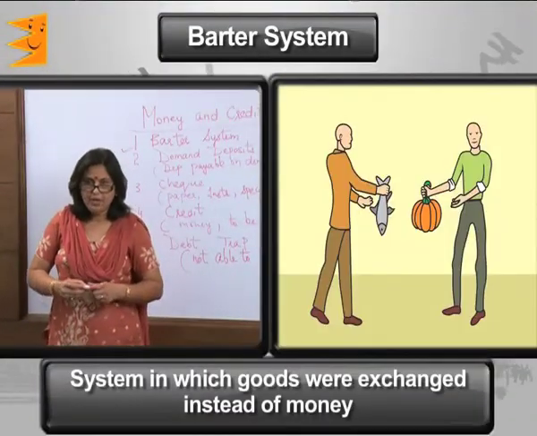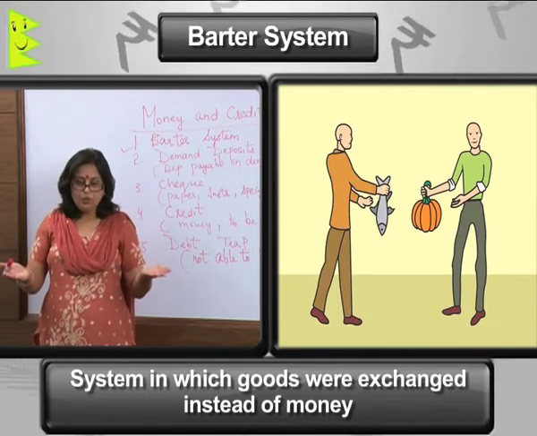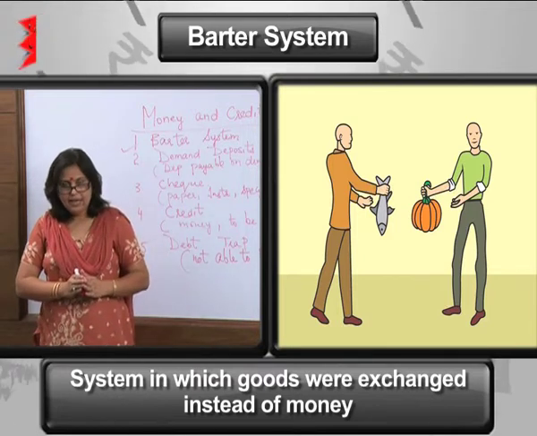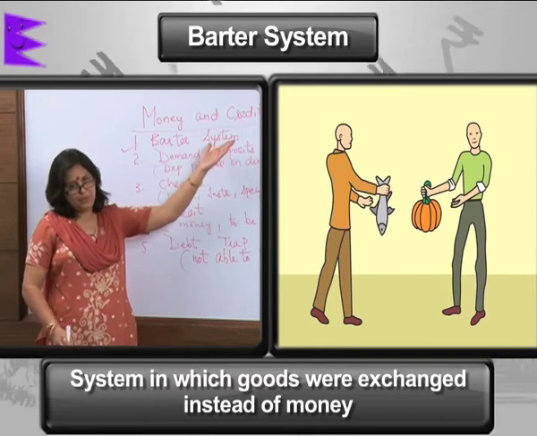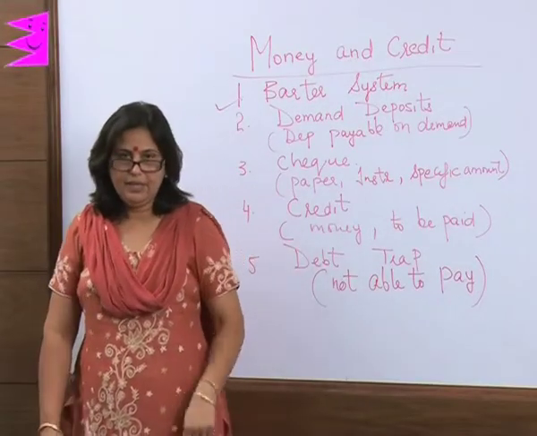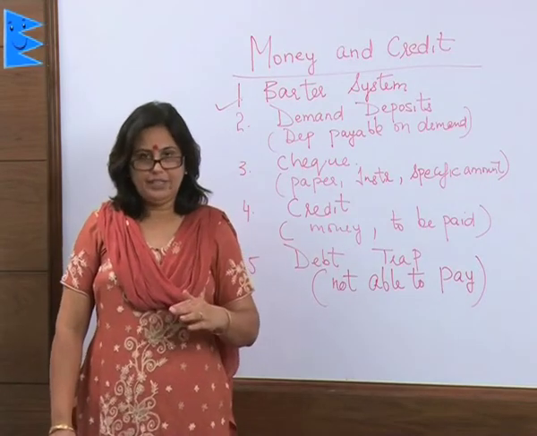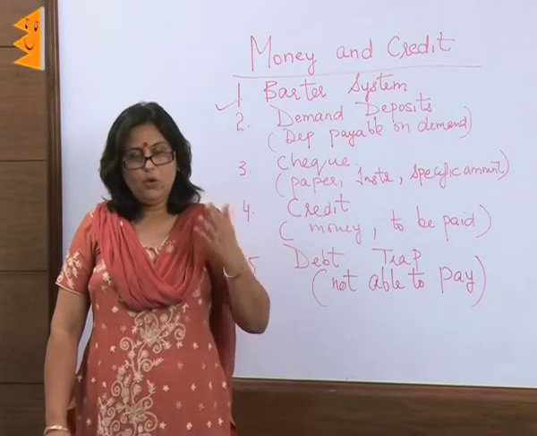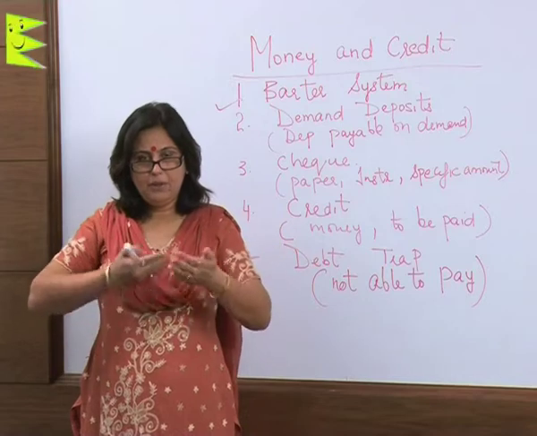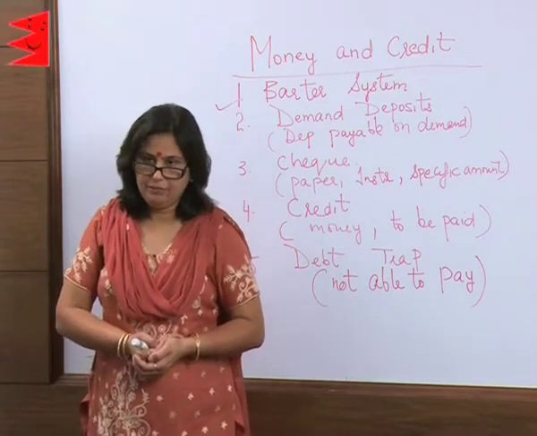The barter system was that system in which goods were exchanged instead of money, and it continued for a long period of time. That is, a farmer generally exchanged his grains with the person who was selling cattle, and this is how they kept on exchanging things for their living.